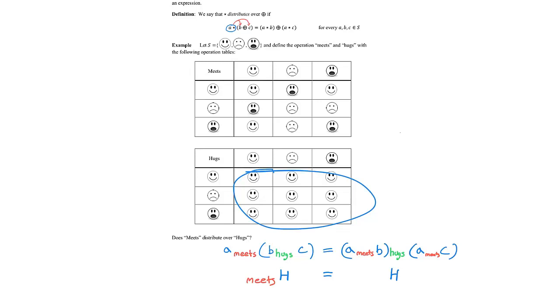So we can plug in whatever we like for A. Let's say we plug in unhappy. And on the left-hand side, we get surprised, but that's not the same as happy. So the equation is not true in this example. In order to be distributive, it would have to work for every A, every B, and every C in our set, and we found one example where it doesn't work, so the answer to this question is no.